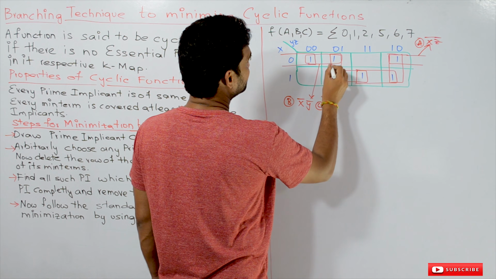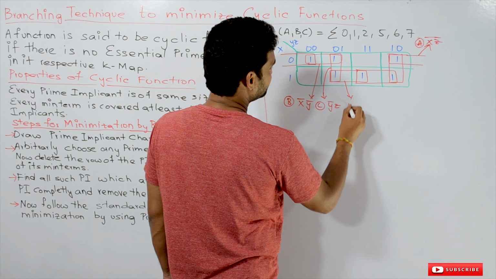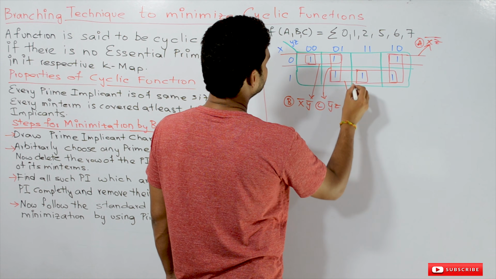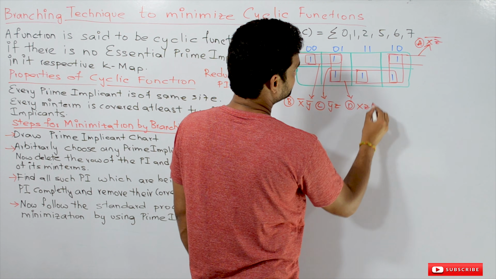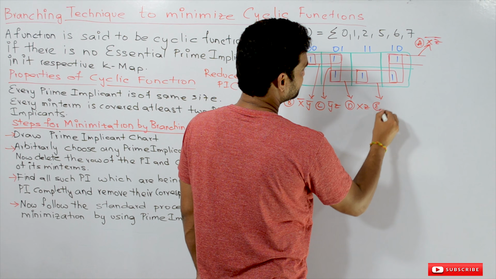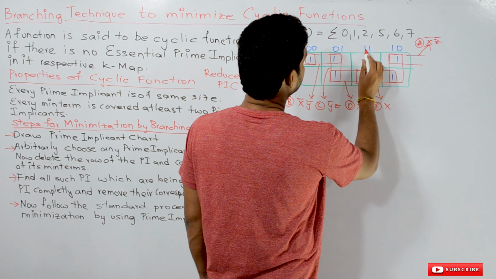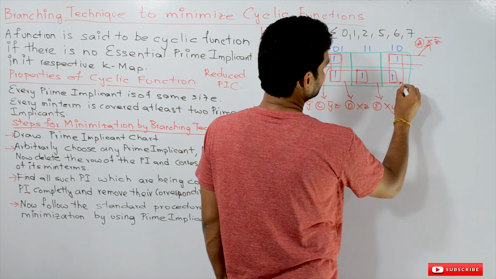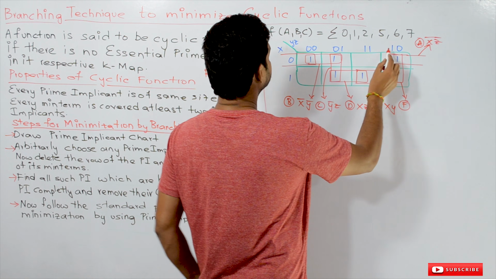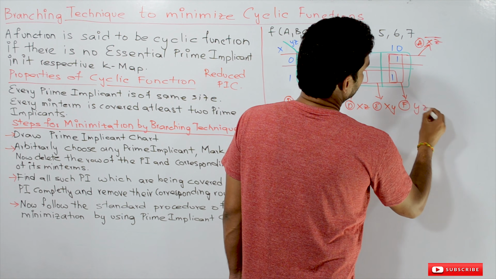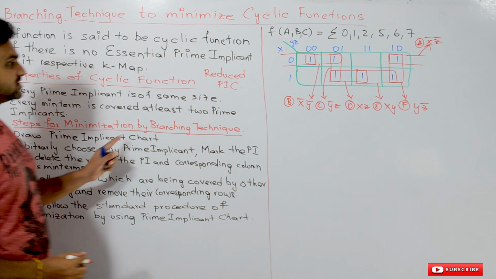This one is y bar z. This one, D, is x z. This one, E, is x y. Okay, now coming to this one, it is F, the last one. F is y z bar. Okay, now we have to draw the prime implicant chart.